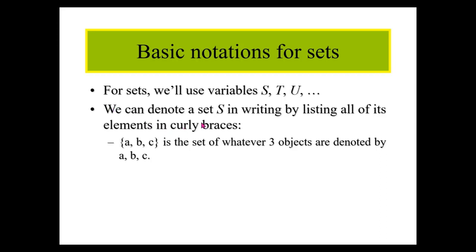Then we can denote a set S in writing by listing all of its elements in curly braces. So S equals open curly bracket, these are the objects, close the curly bracket. It is a set of three objects denoted by A, B and C. Right? This is one set. It should be named with the help of a capital letter.